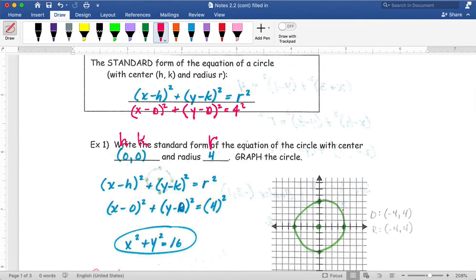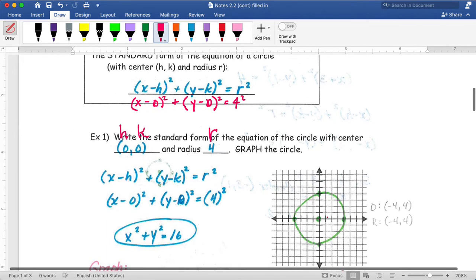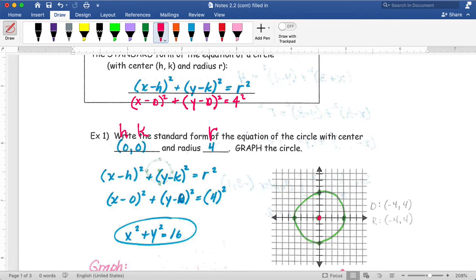All right, this diagram over here is showing us how to graph it. Well, we're going to plot the center, 0, 0. If the radius is 4, you're going to plot 4 points on the circle: 1, 2, 3, 4, straight up, straight down, 4 units to the right, 4 units to the left, 4 units. Okay, you get these 4 points.